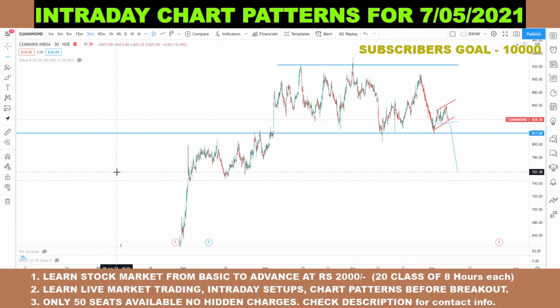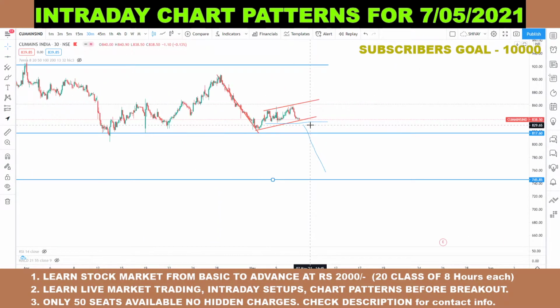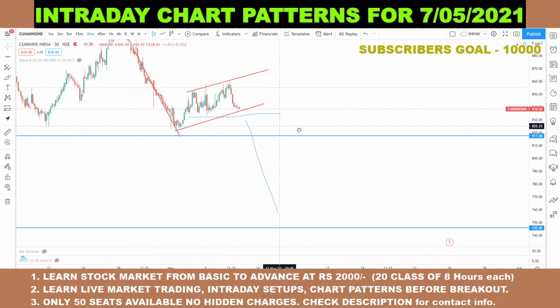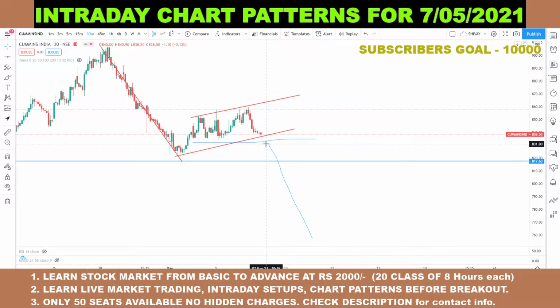Let any 15-minute candle close below this trend line, and if any 5-minute candle goes below that 15-minute candle's low, then only consider shorting the stock. Let a 15-minute candle close below this trend line, break and close below this region and form another low, then only you will short this stock. Until it gives a closing below this, you won't short, because the stock may go down, make a spike and come back towards the upside. This can also happen.